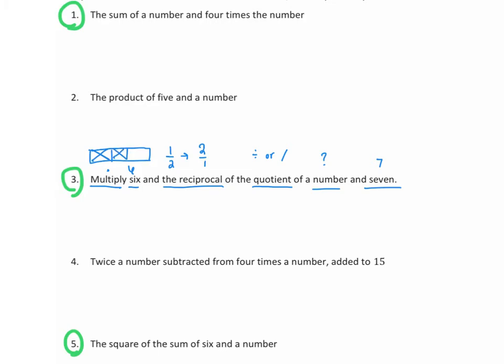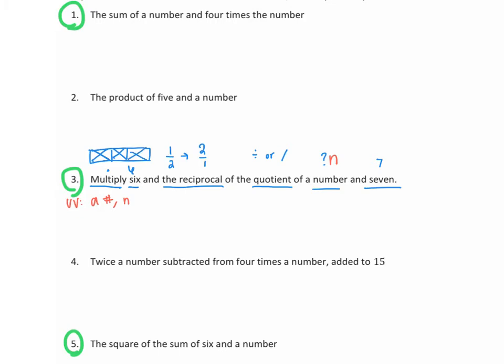Okay, I've read for my second time, done some annotating. Now I'm going to read for my third time and define my unknown variable. Multiply 6 and the reciprocal of the quotient of a number and 7. Again, the only thing I'm unsure of here is this number. So my unknown variable is a number. I'm just going to call it n. All right? And I have done my close reading.